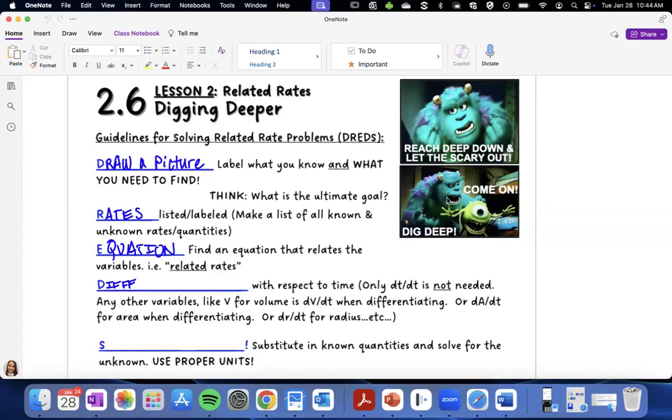Differentiate with respect to time. So you write only, dt over dt is not needed, but you're not going to have any t's in there. So you write whatever you have: dV over dt for volume, dA over dt for area, dr over dt for radius. We talked about that the other day.